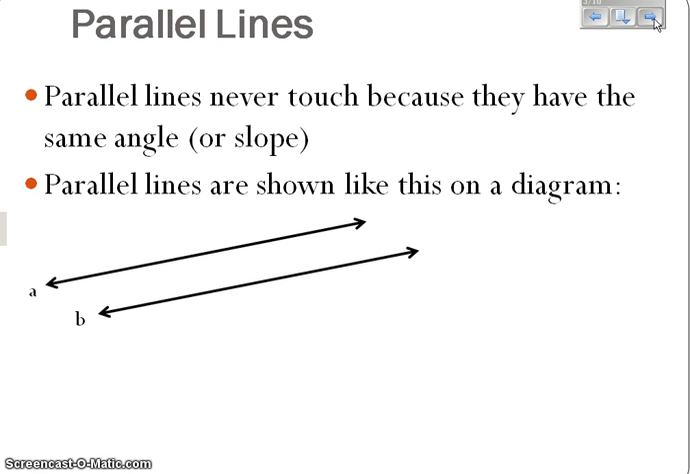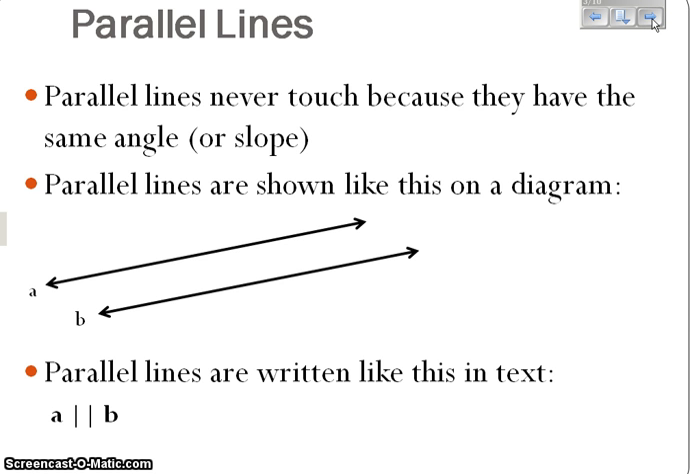If you were writing in text and you wanted to say that two lines were parallel, you would write it like this: A for line A, and then two straight up and down lines that look like parallel lines, and B. Now these lines, when you write parallel, they don't have the arrows on them, but you still should know that that means that the lines, or they could be line segments, which don't go on forever, but either way, they are parallel.